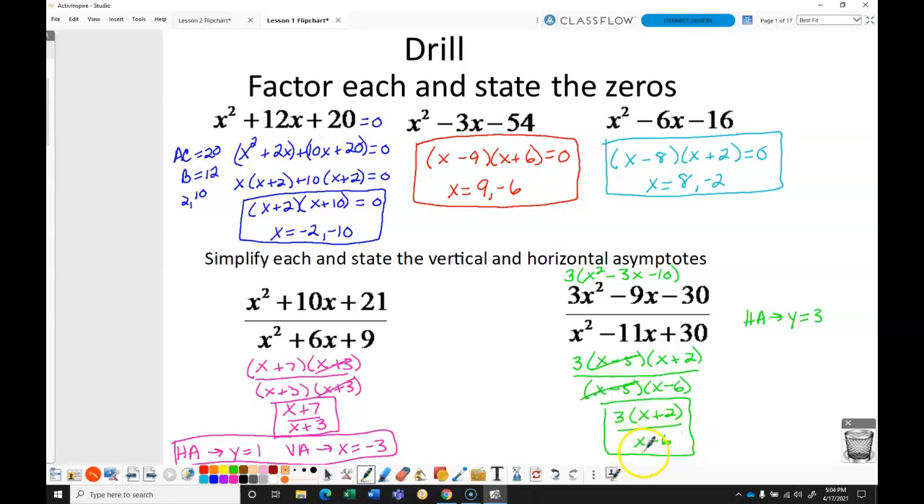And from the denominator of the simplified, I can get the vertical asymptote, and that is going to be x equals 6.